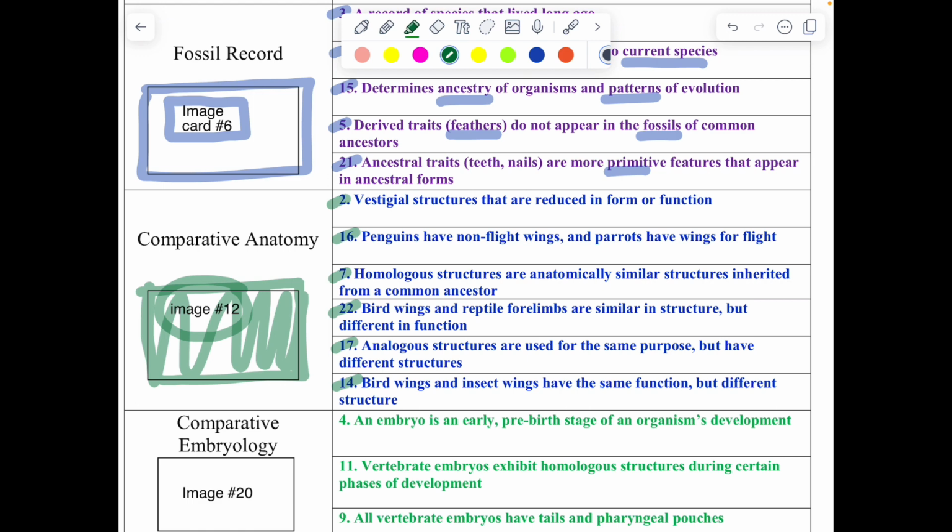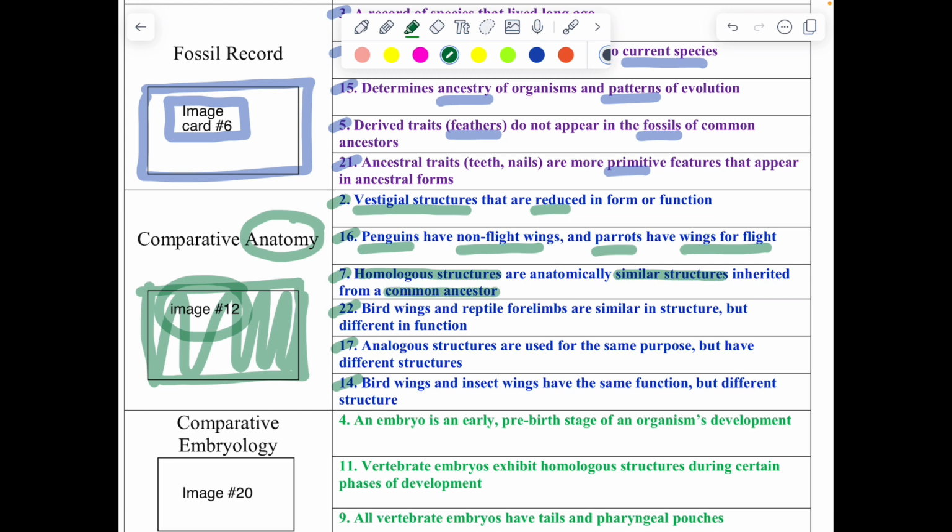So comparative anatomy, vestigial structures are a way that we compare anatomy, and they are going to be reduced in their form or function. Penguins have wings that are not for flight, whereas parrots do use their wings for flight, so that is a difference in their anatomy. Homologous structures is another anatomical similarity that we can compare. This is where we have similar structures that are inherited from a common ancestor. That's a definition from our notes also.